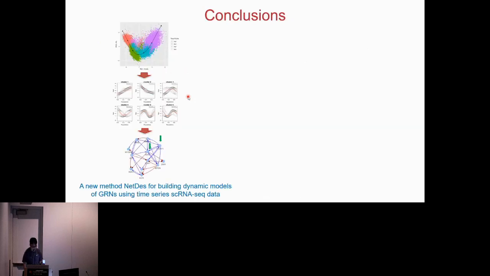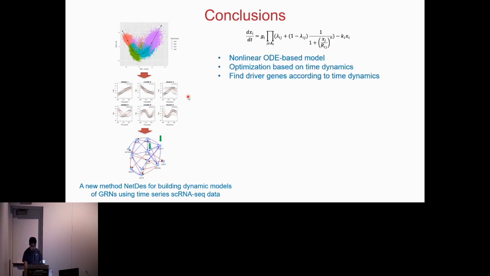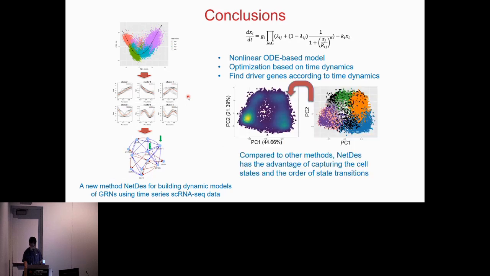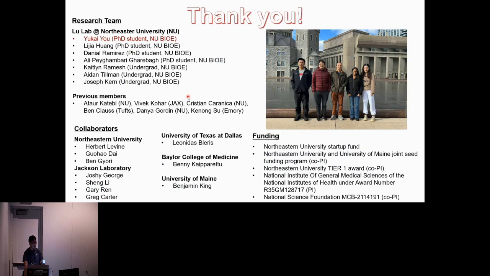So in conclusion, we developed a computational method, NetAds, to build dynamical models of GRNs using single-cell sequencing data. This is based on a nonlinear ODE-based model. We optimize it based on time trajectories, and we're able to find the driver genes based on the gene expression simulations. And compared to other methods, NetAds has the advantage of capturing cell states and also the transitions, the orders of state transitions. Thank you, and I'd like to take any questions.